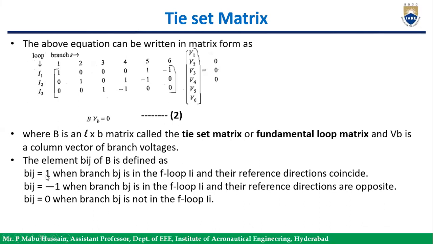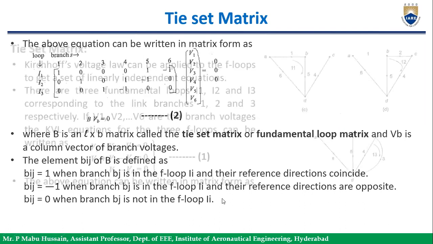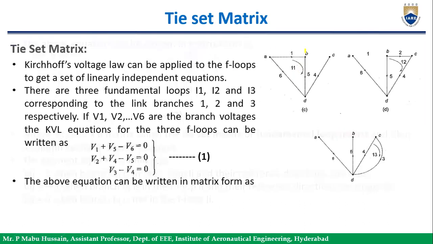Bij will be equal to 1 when the branch is in the fundamental loop and the reference directions coincide. And Bij will be equal to -1 when the branch is in the fundamental loop and their reference directions are opposite. Okay, and Bij will be 0 when the branch is not in the fundamental loop. Right. So if you see here, this is the first fundamental loop.